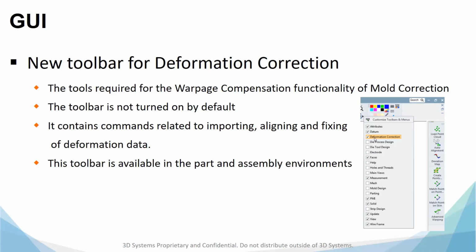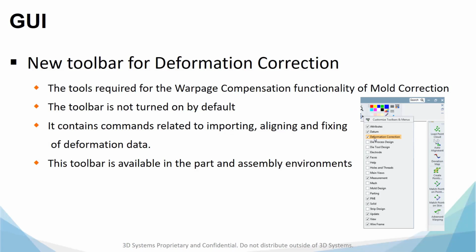GUI. Let's continue and talk about GUI. There's a new toolbar for deformation correction. The tools required for the warpage compensation functionality of mold correction. The toolbar is not turned on by default, so if users want to see it, they have to check it on. It contains commands related to importing, aligning, and fixing of deformation data.